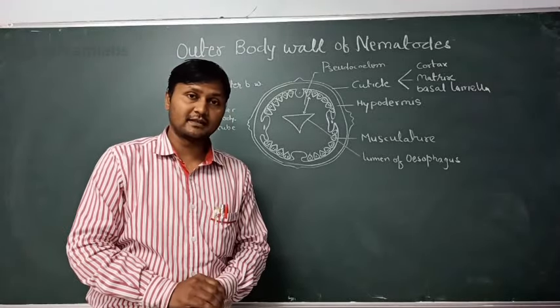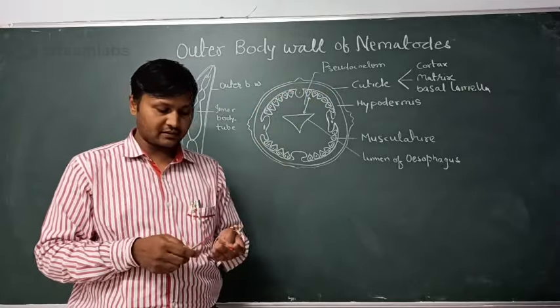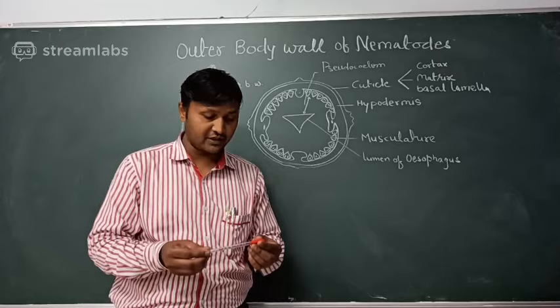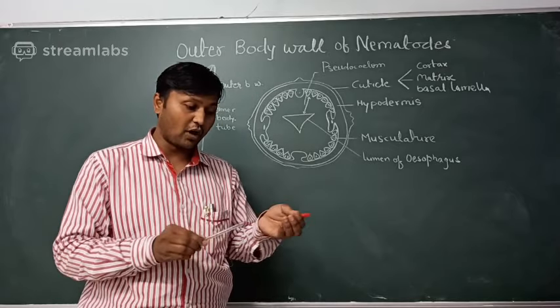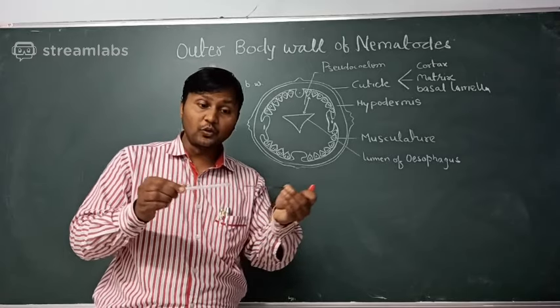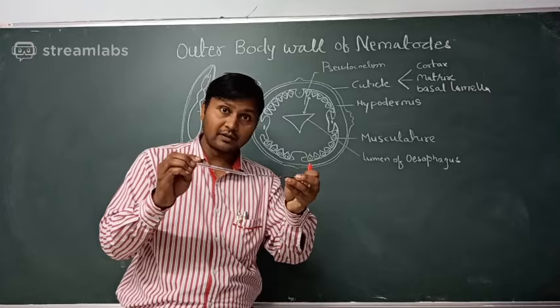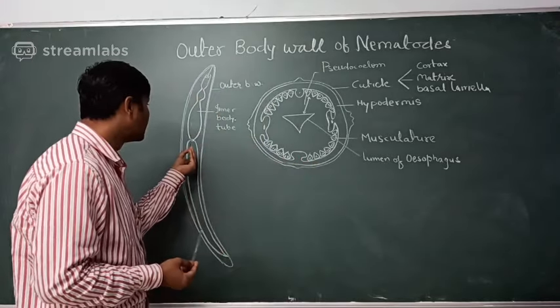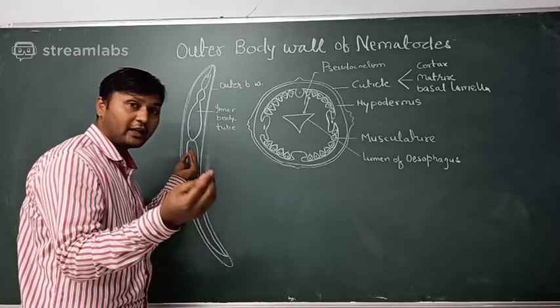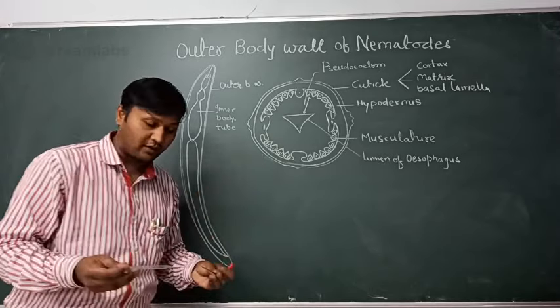Now we'll discuss the outer body wall of nematode. For understanding this topic, the nematode body is a tube within a tube, like a ballpoint pen. So the refill is just like the inner body tube, and the outer cover of this pen is the outer body wall.